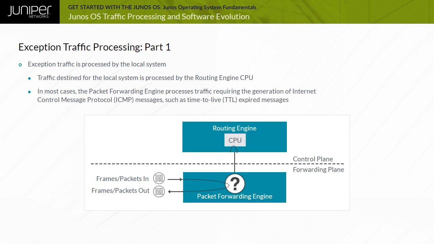ICMP messages are sent to the packet's source to report various error conditions and to respond to ping requests. One example of an ICMP error is a destination unreachable error, which is sent when no entry is present in the forwarding table for the packet's destination address. A second example of an ICMP error is a time to live, or TTL, expired message, which is sent when a packet's TTL is decremented to 0. In most cases, the PFE process handles the generation of ICMP messages.